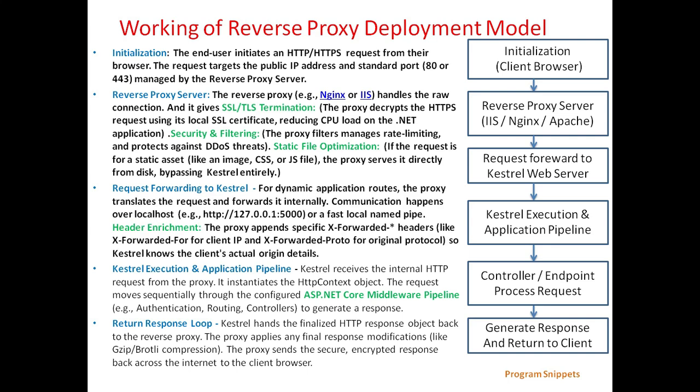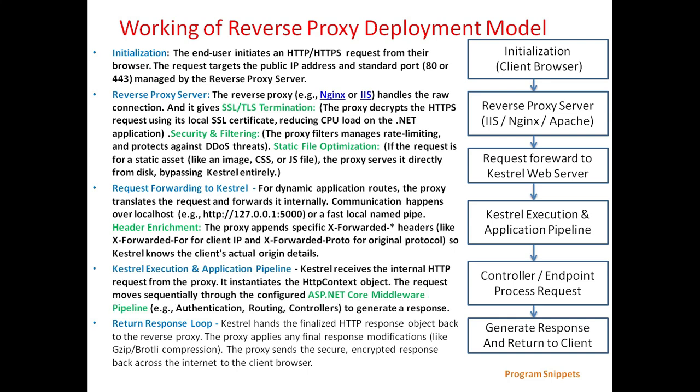Then request forwarding to Kestrel. For dynamic application routes, the proxy translates the request and forwards it internally. Communication happens over localhost or a fast local named pipe. It also does header enrichment, that is, the proxy appends specific X-Forwarded headers so Kestrel knows the client's actual original details. Then Kestrel execution and the application pipeline.